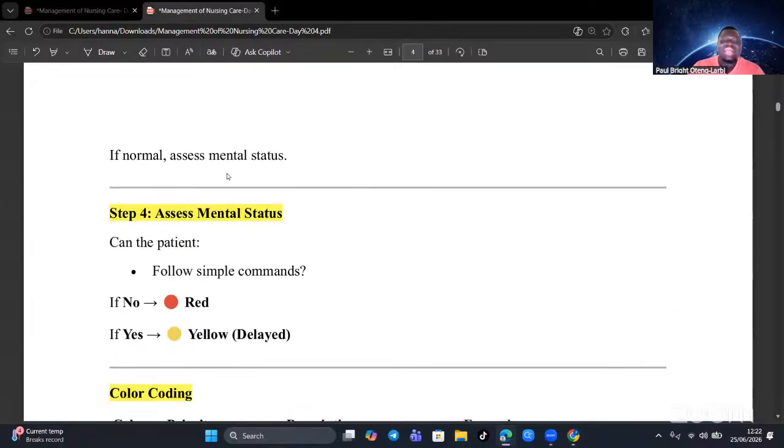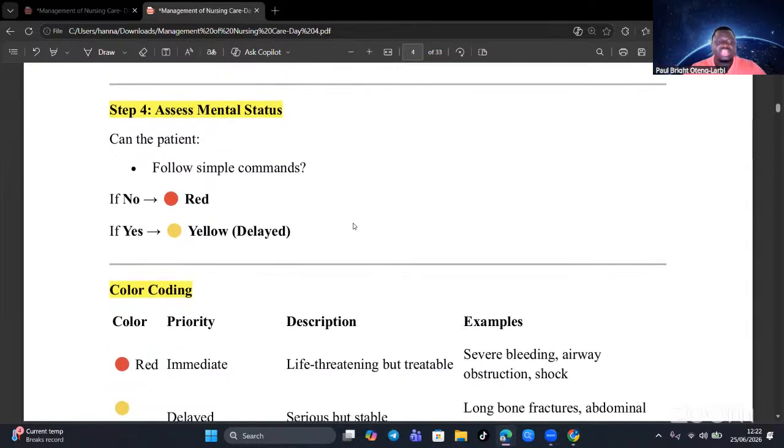If you check the pulse and it's normal, and the capillary refill is there too, you go on to the mental status, the central nervous system. Can the patient follow commands? No, red, unstable. Can the patient follow commands? Yes. Okay. So you are breathing, you have a normal pulse, the only problem is your mental status. So yes, we move you to yellow. We are going to delay your care.